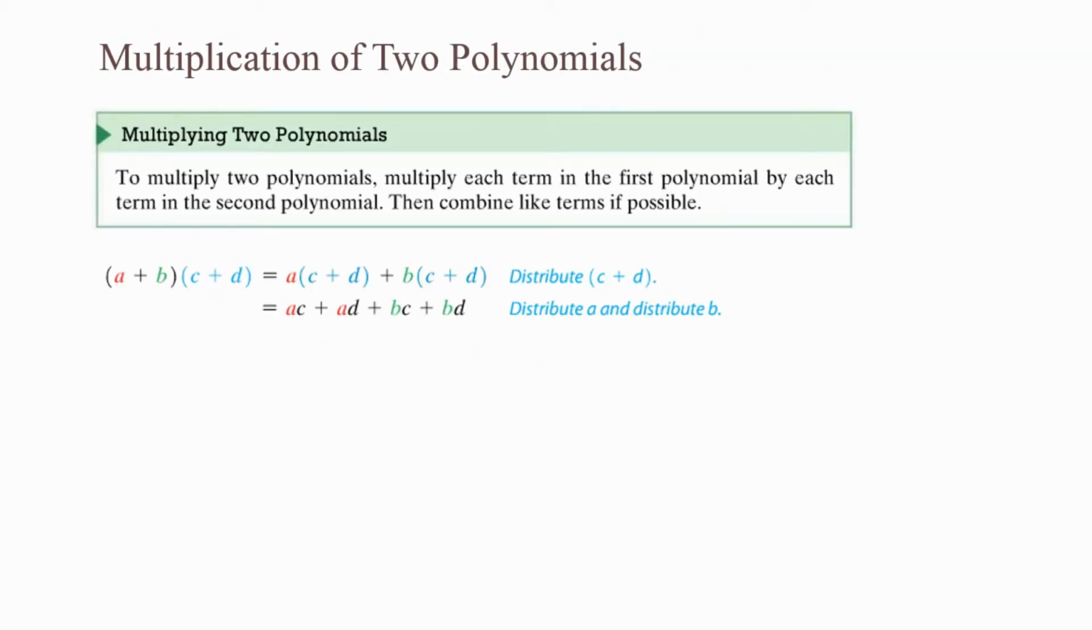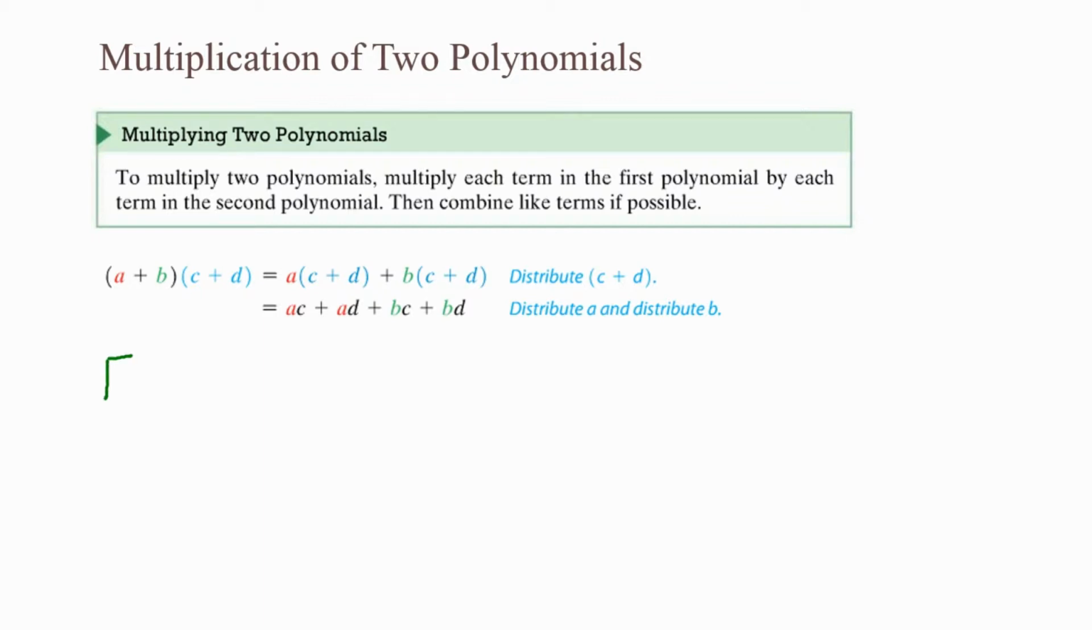Multiplication of two polynomials. To multiply two polynomials, multiply each term in the first polynomial by each term in the second polynomial. Then combine like terms if possible. So if we have a plus b in one parenthesis, c plus d in the other parenthesis, we can distribute our c plus d. So we have a times c plus d plus b times c plus d. That gives us a times c plus a times d plus b times c plus b times d.